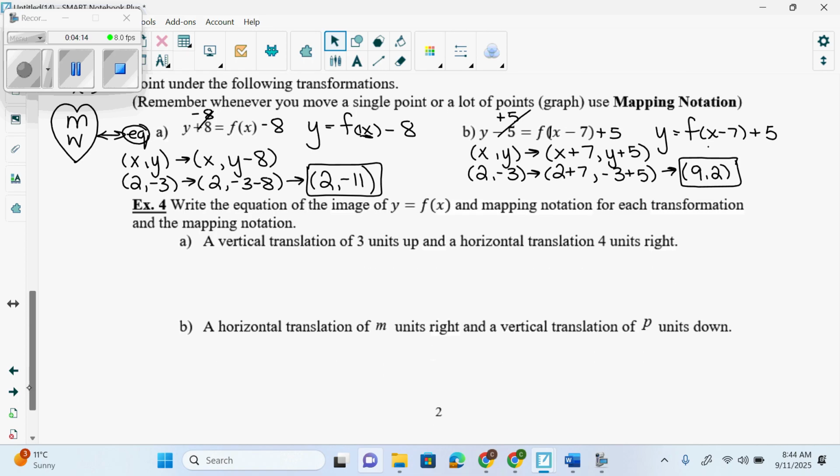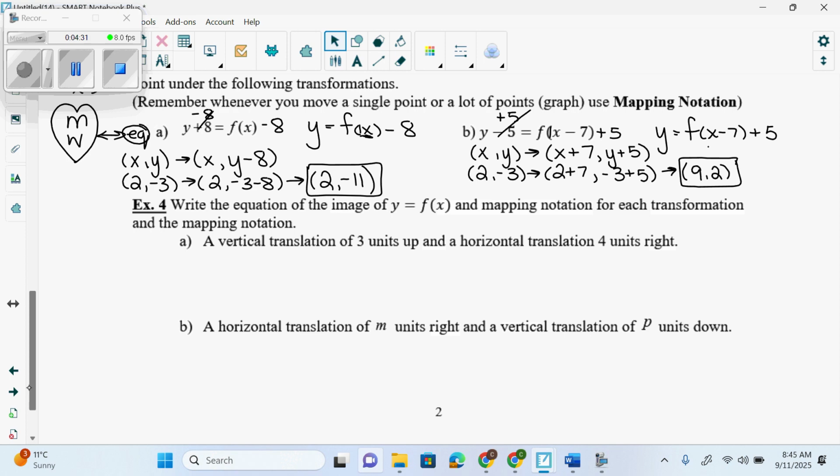So this one says, write the equation of the image. So the moved equation, the original equation they're giving us is y equals f of x. So nothing is on it, which is cool. Sometimes they'll give us an equation which already has been transformed, and we have to transform it, which is more. And mapping notation for each transformation.